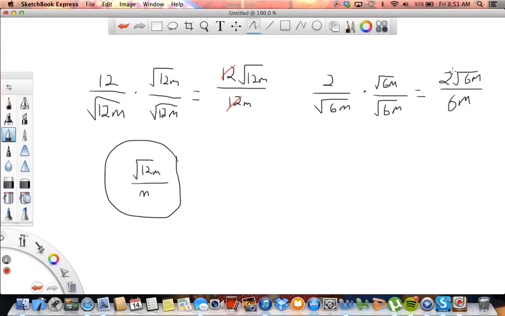Let's see, we've got a 2 over 6 reduces down to 1 over 3, and you can do that in your calculator by hitting math enter. So that will leave us with a final answer of square root of 6m over 3m. And again, you can put that 1 right up there in the top if you want to. You don't have to. Either one of those is the correct answer. So this is your lesson on simplifying these radical signs when they're in the denominator.